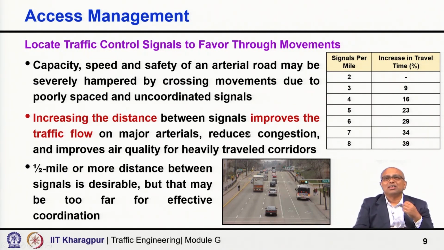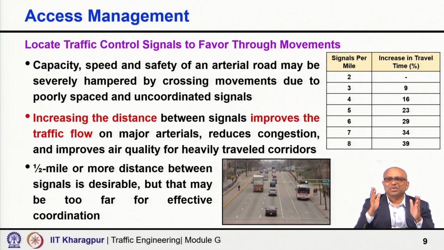So, here we have shown that as signals per mile increase, what is the increase in travel time, how much percentage increase in travel time. You are clearly seeing that more signals per mile means an increase in travel time. So, what we need is increasing the distance between signals. If we can do that, we will be able to improve the traffic flow on major arterials, reduce congestion and improve air quality for heavily travelled corridors.